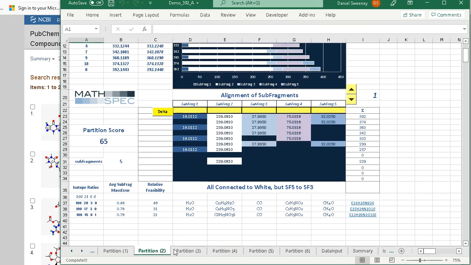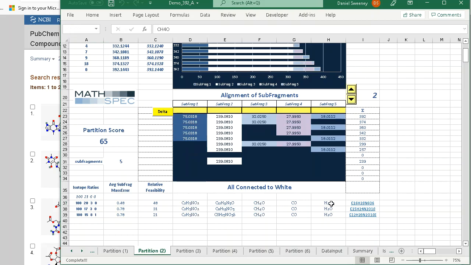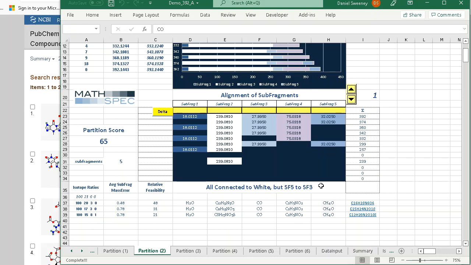So I'm going to go to partition 2, where subfragment 5 is connected to 3, at least in one of the alignments. I think in the other alignment, everything is connected to the white thing. So I'll assume that alignment 1, that this is a methyl ester, and it makes more sense than a carbonyl on the end, sort of hanging out there.